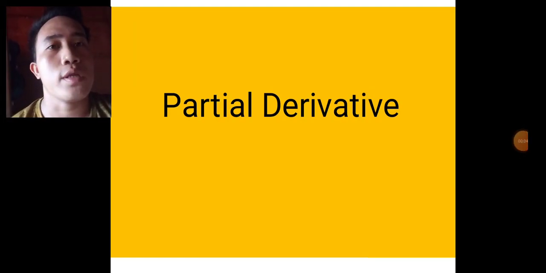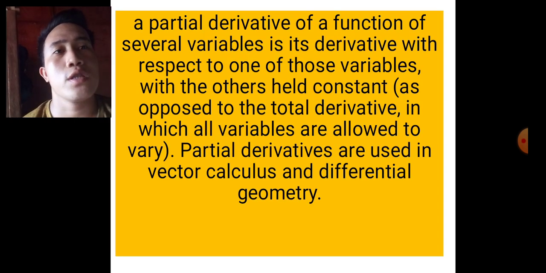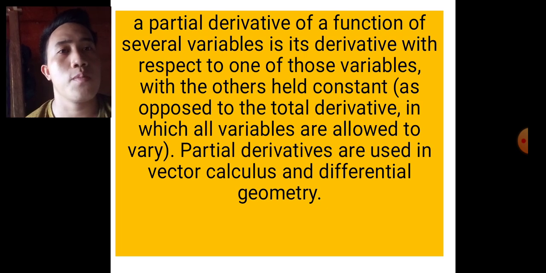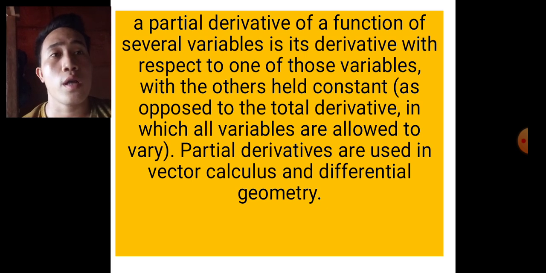My topic for today is all about partial derivatives. The partial derivative of a function of several variables is its derivative with respect to one of those variables, with the others held constant, as opposed to the total derivative, in which all variables are allowed to vary. Partial derivatives are used in vector calculus and differential geometry.